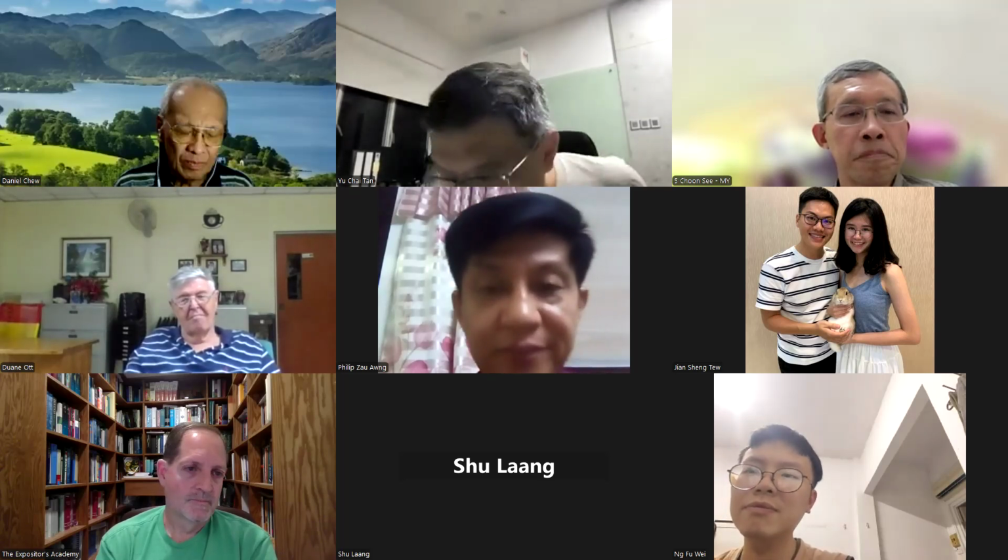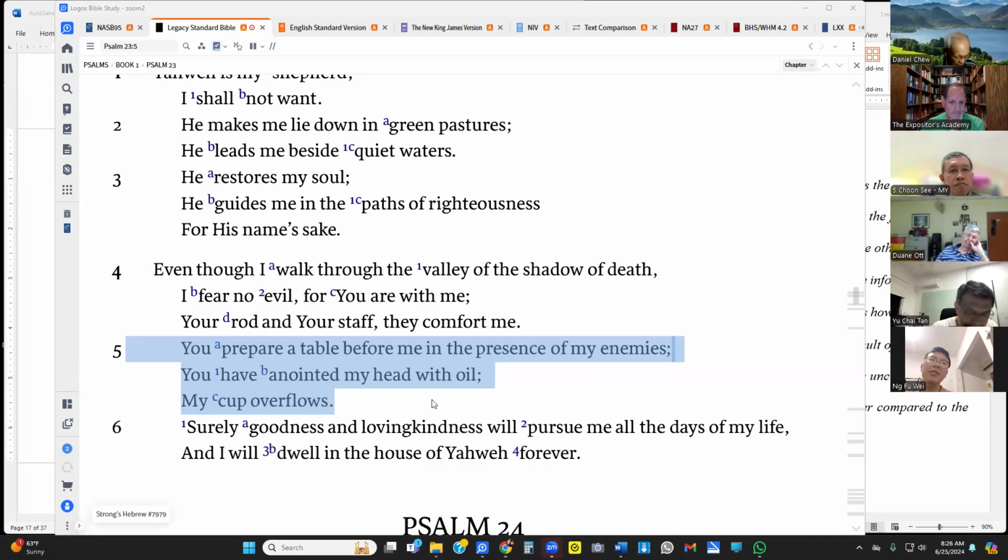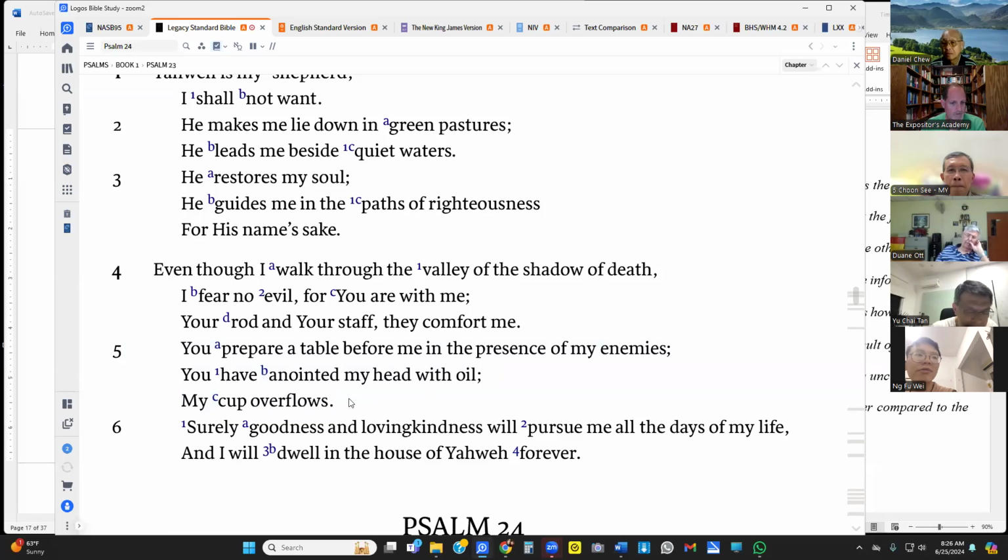Is there an element of personification from verses 5 and 6? Where would you see that personification? I mean, you prepare a table for me before me. From the sheep imagery of the first 4 verses, you don't prepare a table for the sheep. The sheep doesn't sit at the table to feast. So I'm wondering whether there's an element of personification where now I'm being taken care of in the presence of my enemies. There's anointing and so on.